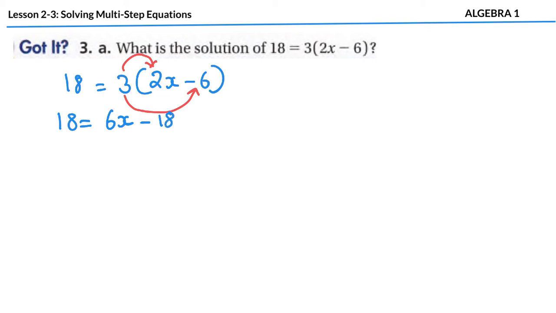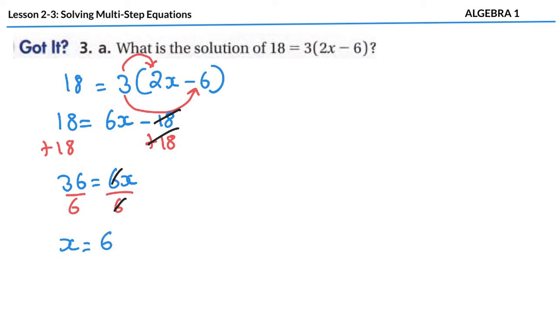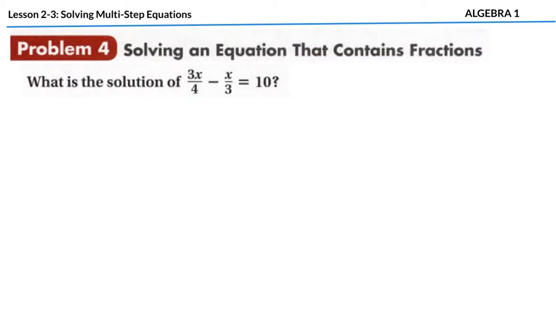Now how will I remove the minus 18? Add 18 on both sides. So what do we get? 18 plus 18 is 36. So 36 is equal to 6x. How will I remove the 6? Divide by 6 on both sides. And x is equal to 36 divided by 6, which is 6. This is the solution of the equation. Great going.